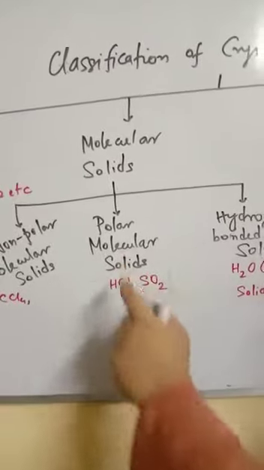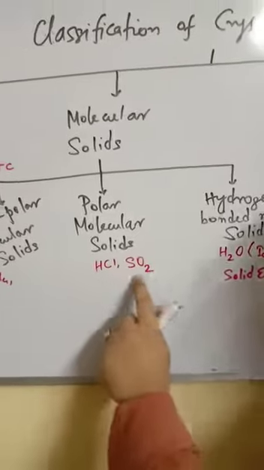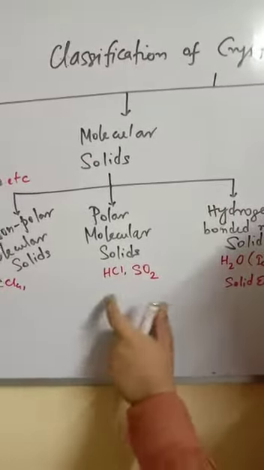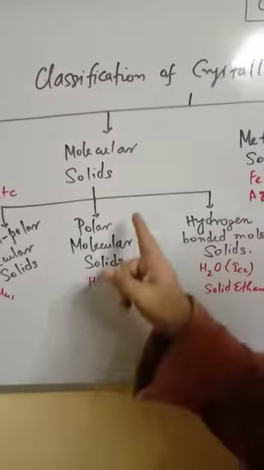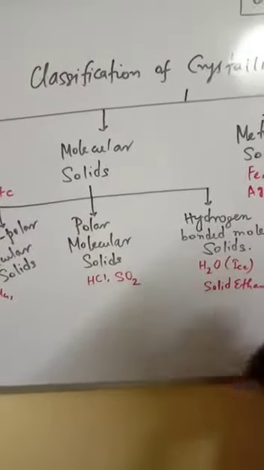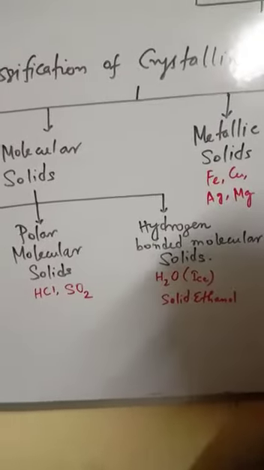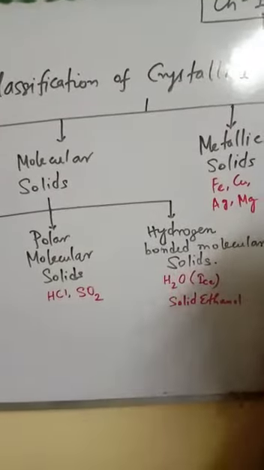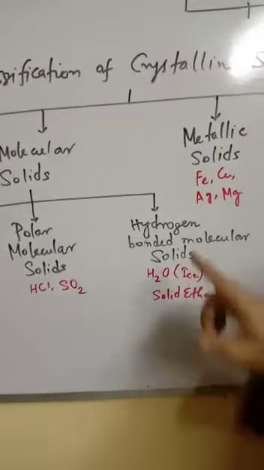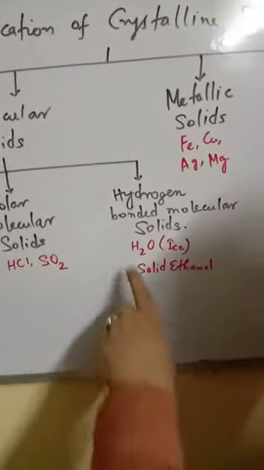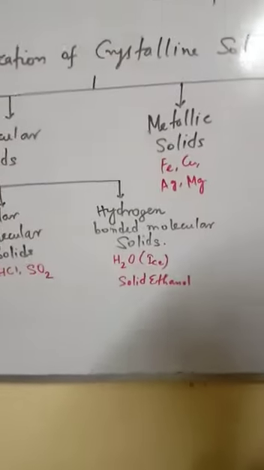Now these are some polar molecules. The molecules which have a permanent dipole moment, these molecules in the solid form are an example of polar molecular solid. And hydrogen bonded molecular solids directly means that when these are in the form of solids, a hydrogen bonded system exists. That means hydrogen bonds are present. Ice and solid ethanol are two other examples.